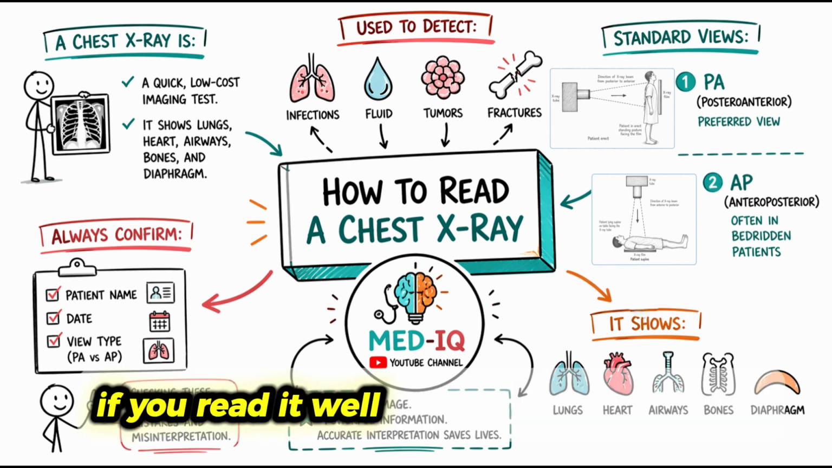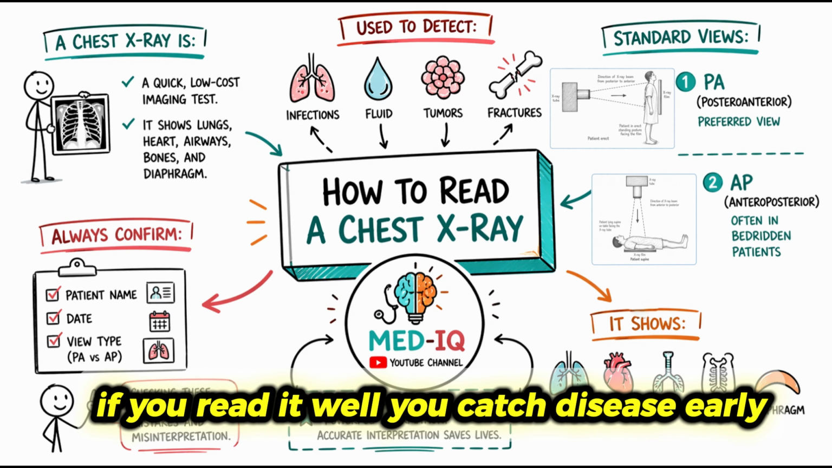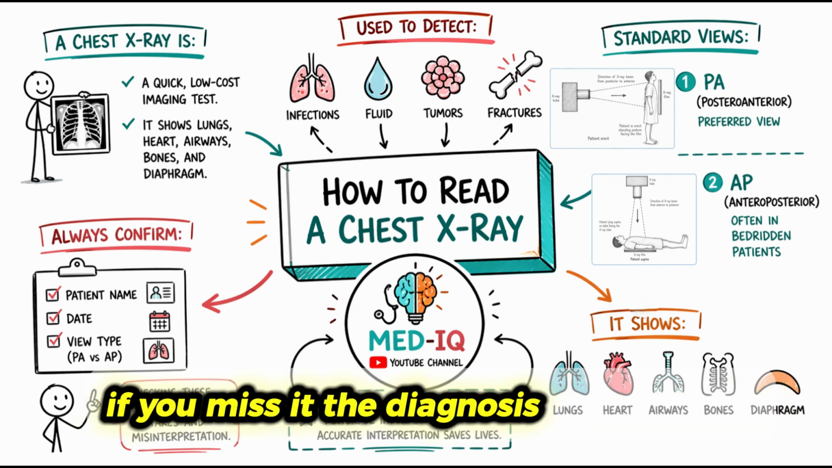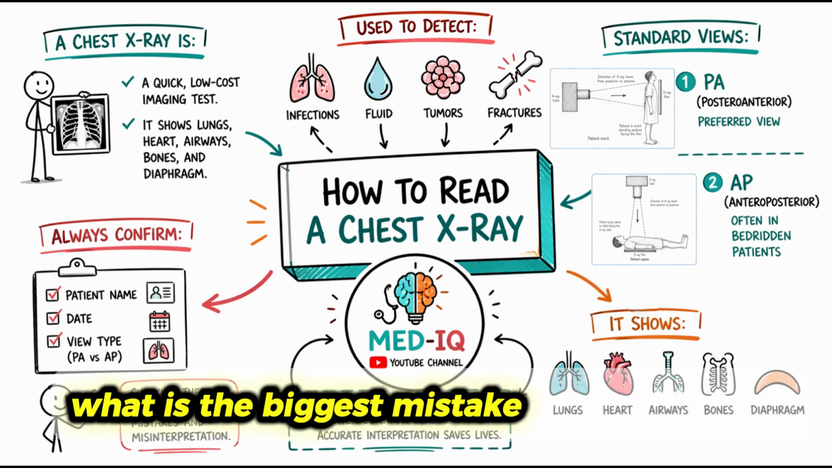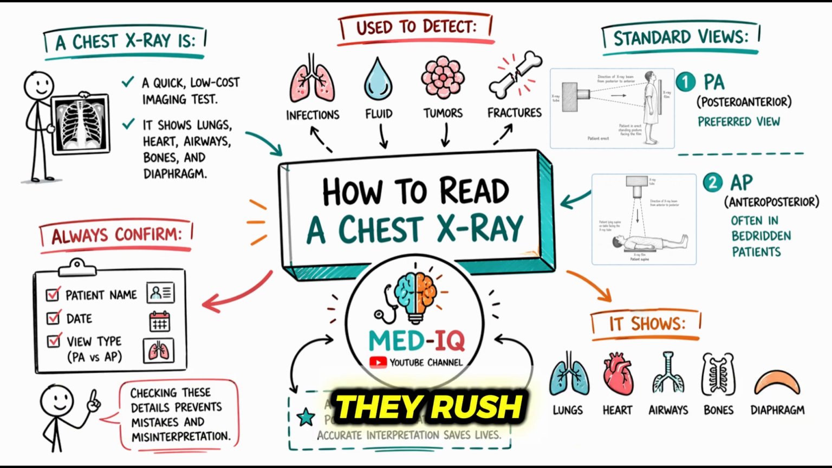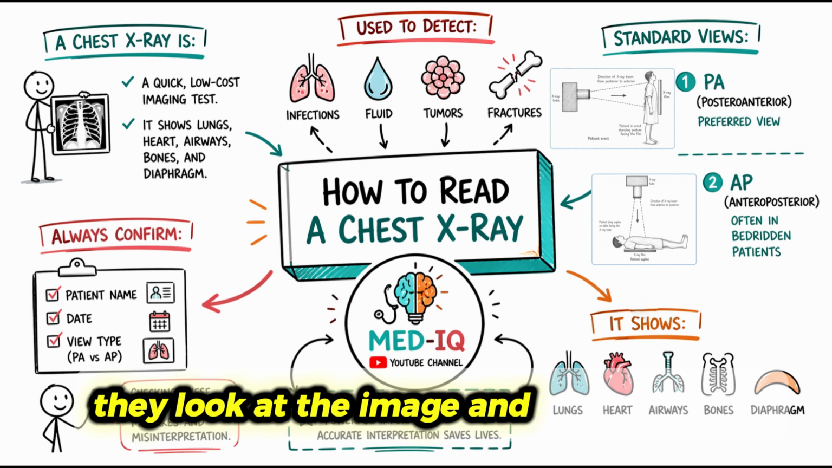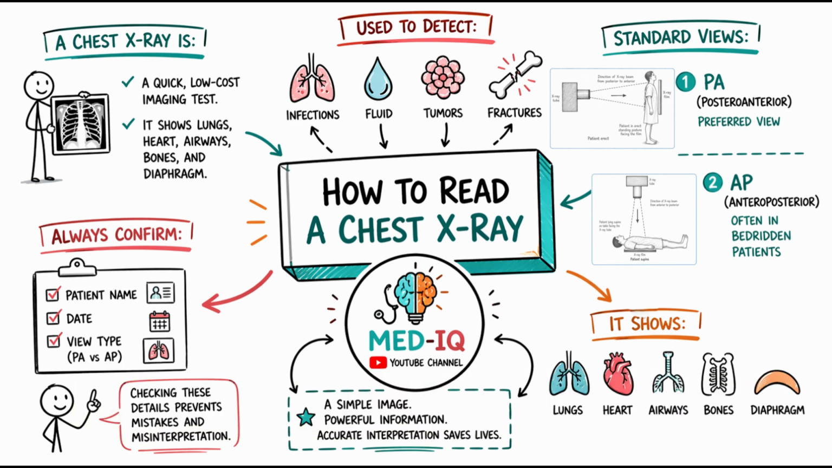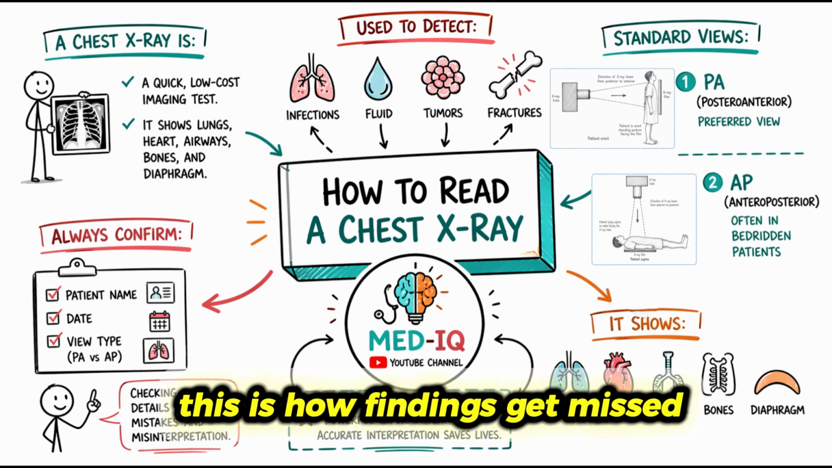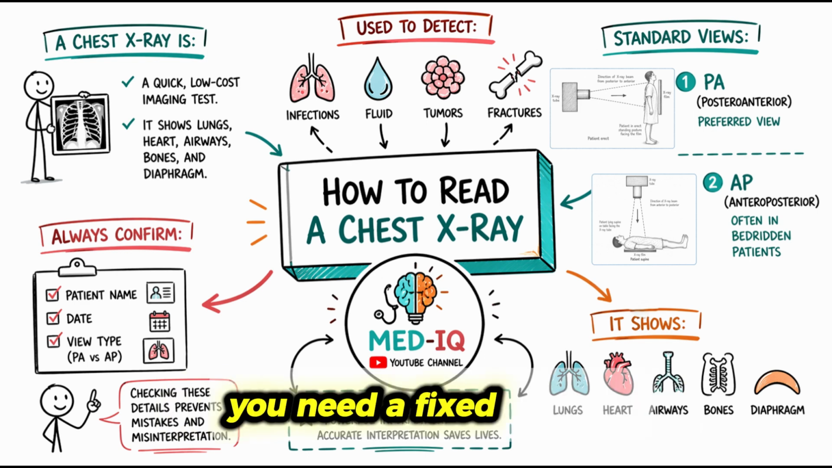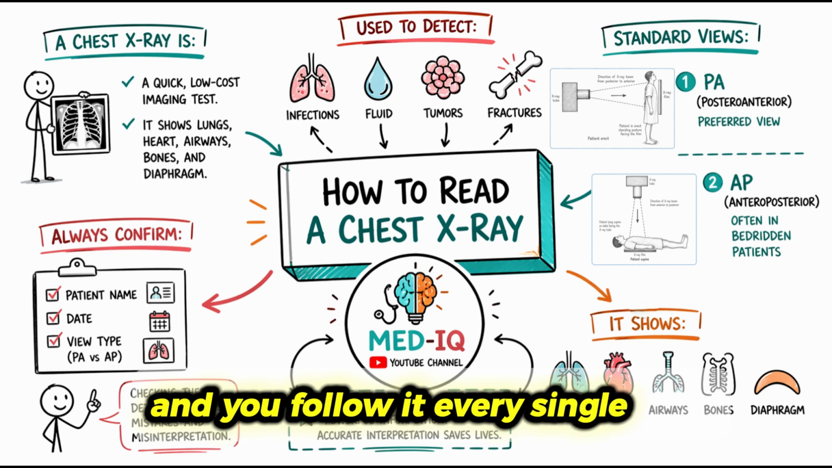If you read it well, you catch disease early. If you miss it, the diagnosis gets delayed. What is the biggest mistake beginners make? They rush. They look at the image and start guessing. No system, no structure. This is how findings get missed. You need a fixed method and you follow it every single time.